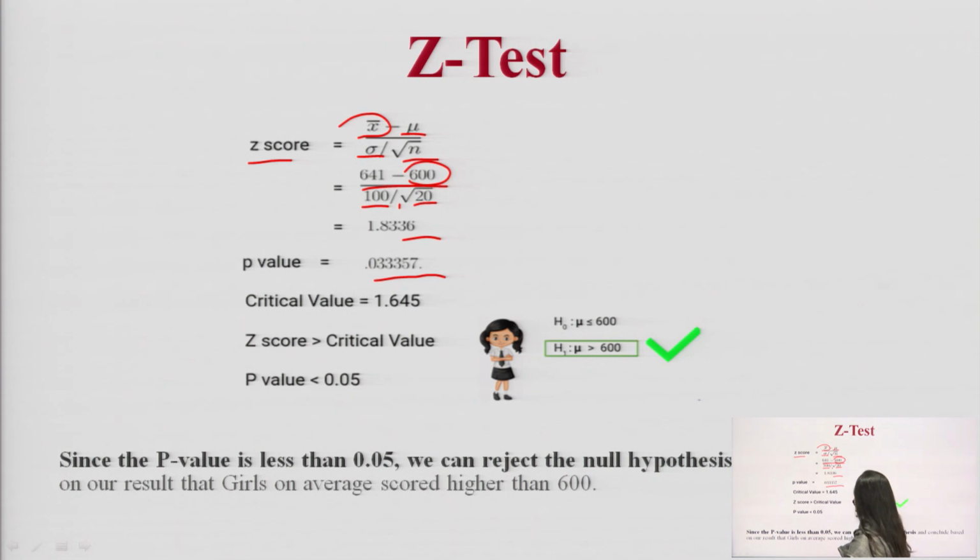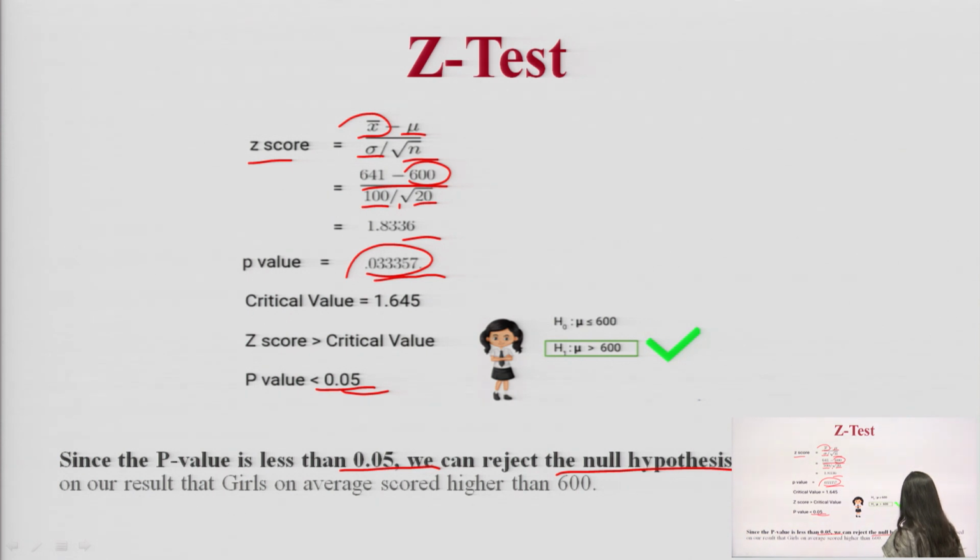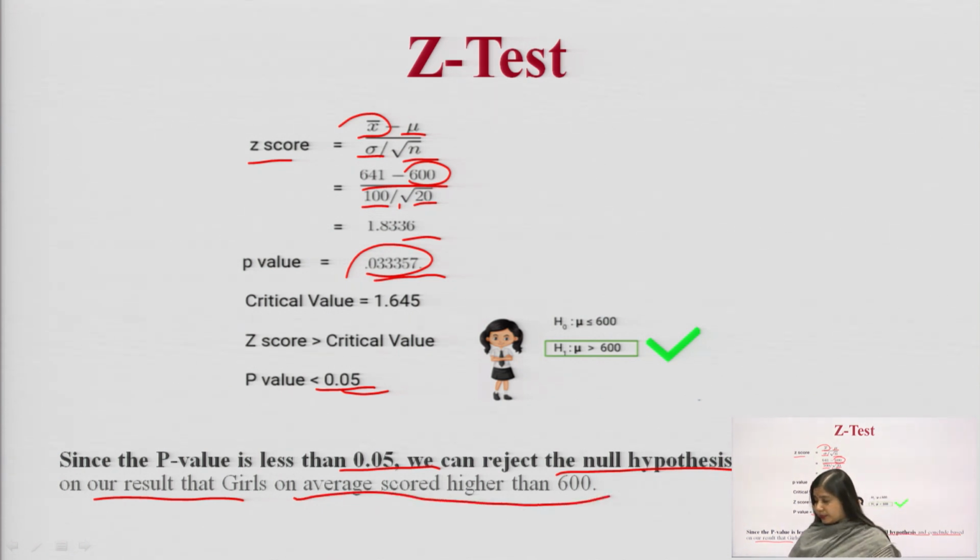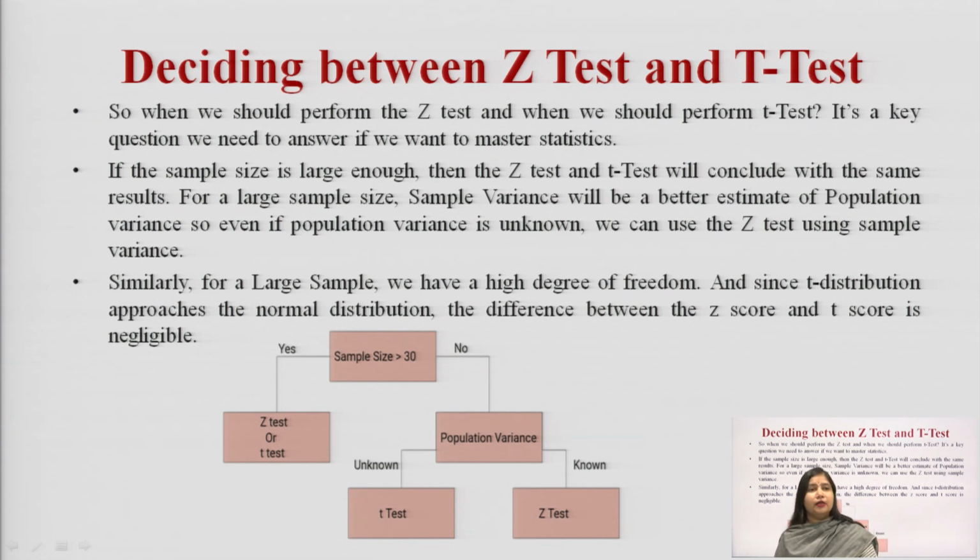Then you get your Z value and P value. We determined our level of significance as 0.05, and this is our P value. The P value is less than 0.05, which means we can reject the null hypothesis, and we conclude, based on our result, that the girls' average score is higher than 600 marks. So this was the Z test.